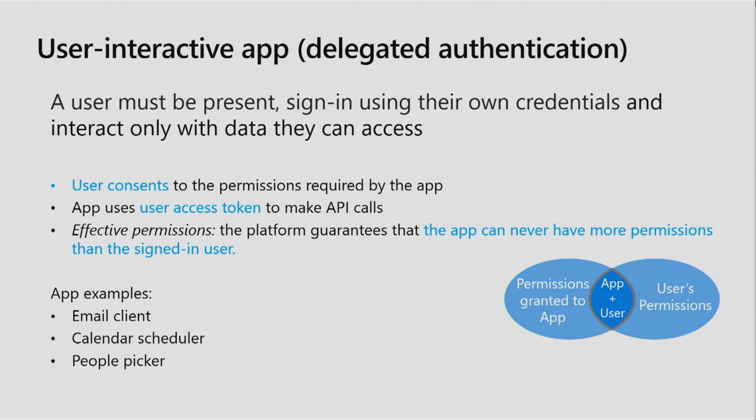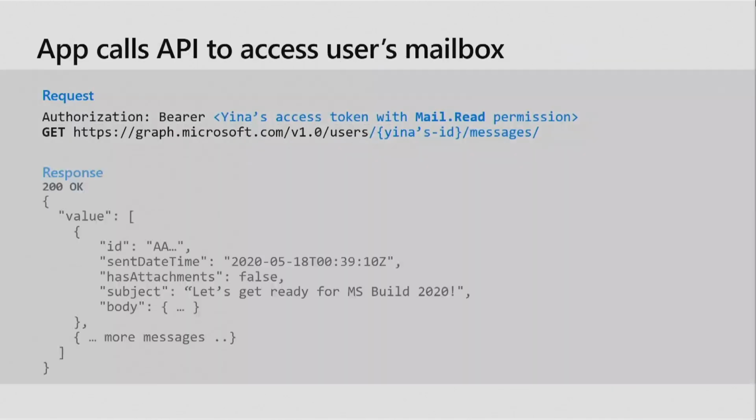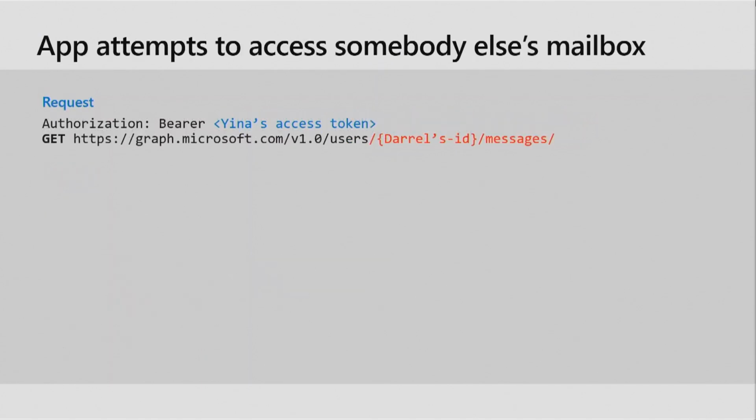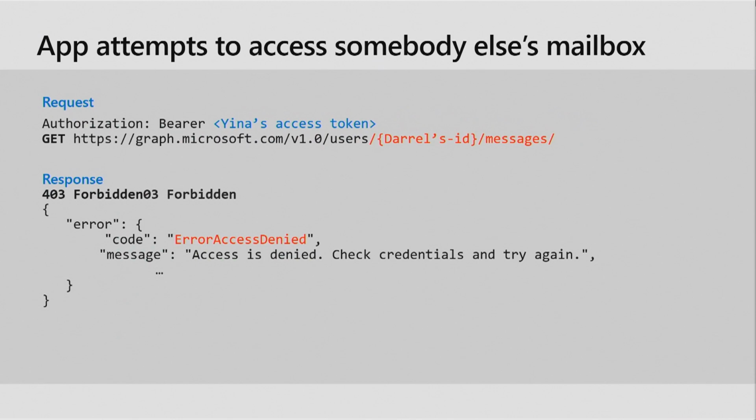If I try to get access to somebody else's mailbox, like for example Daryl's, with that same access token, I'm going to get a 403 Forbidden. In this case, the access is denied because I don't have access to Daryl's mailbox.